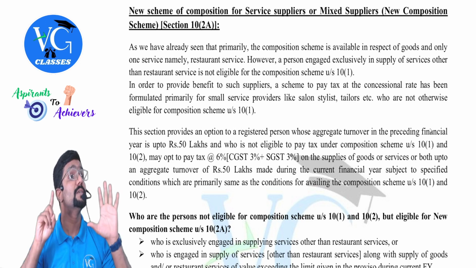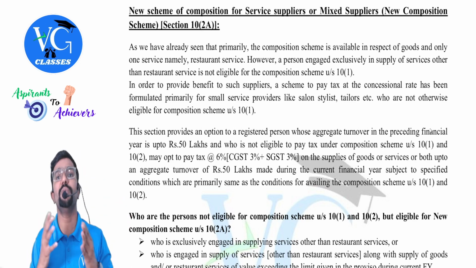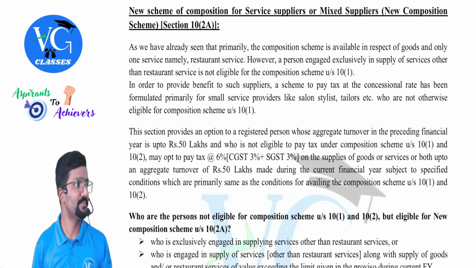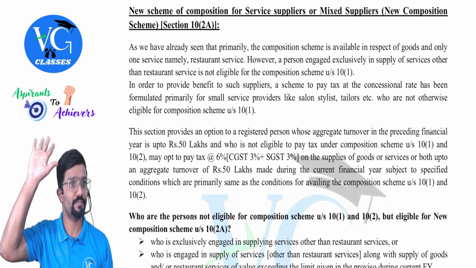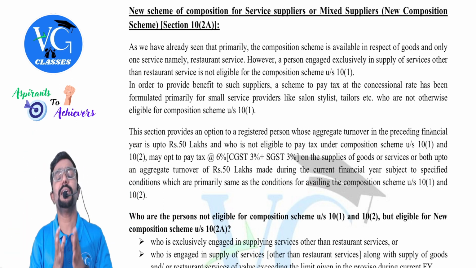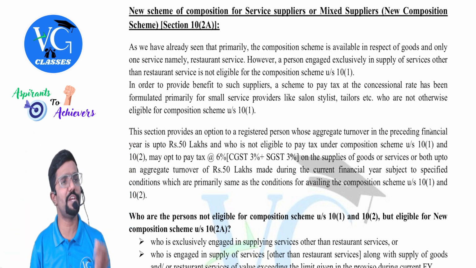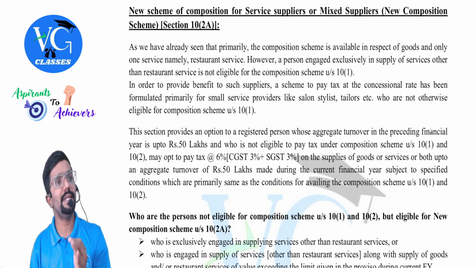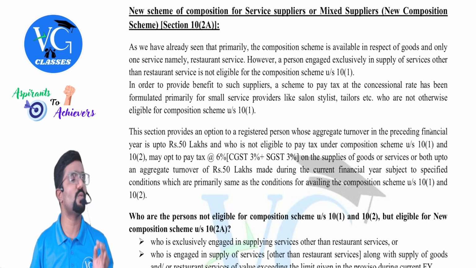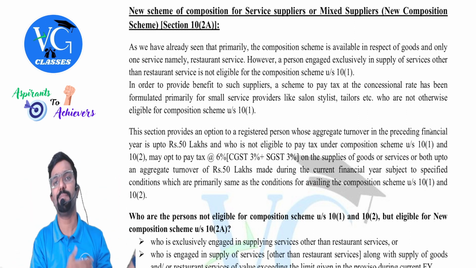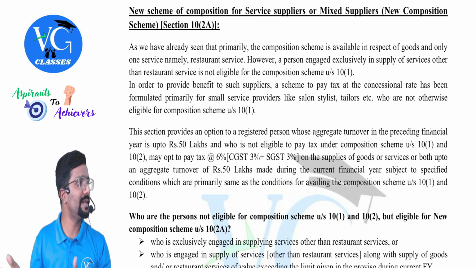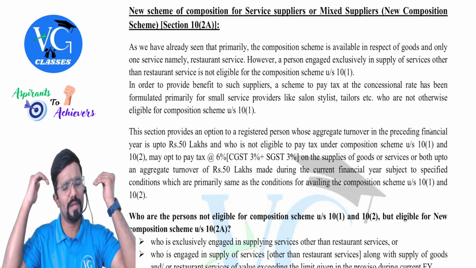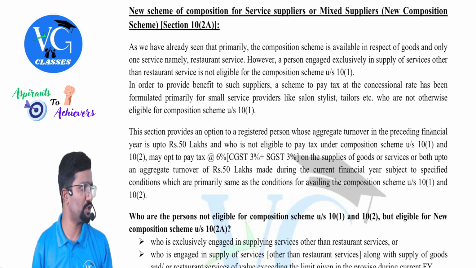What is the rate here, sir? 6%. And here, how do we check the eligibility? My last year turnover should be up to 50 lakh, not 1.5 crore. That is for 10.1. For 10.2A, my last year turnover from my business or profession should be up to 50 lakh. And here, in the current year, can I pay tax under composition scheme? Yes. What is the rate, guys? 6%. 3 plus 3. 3% CGST, 3% SGST. And condition, restrictions, advantages is everything same as we already discussed.